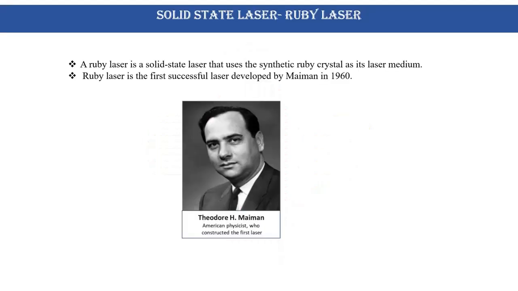Ruby laser. A ruby laser is a solid state laser that uses synthetic ruby crystal as its laser medium. Ruby laser is the first successful laser, which was developed by Maiman in 1960.